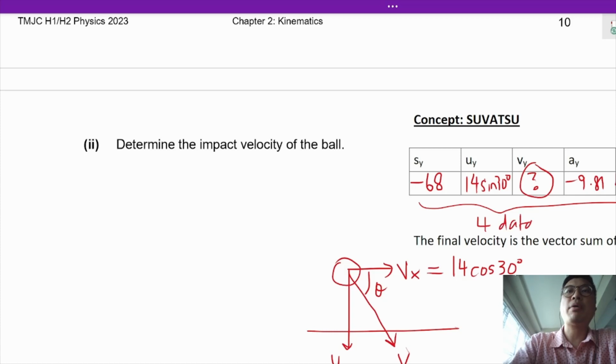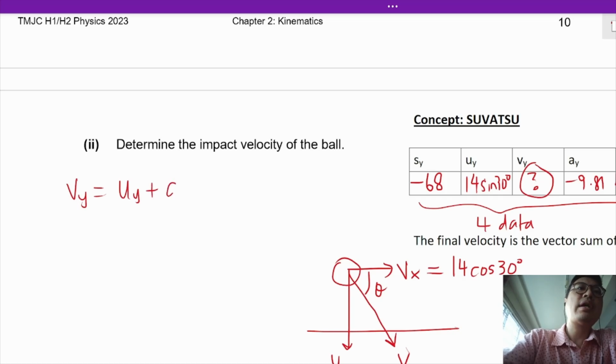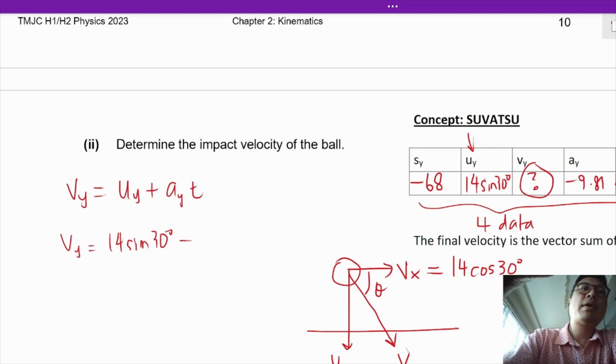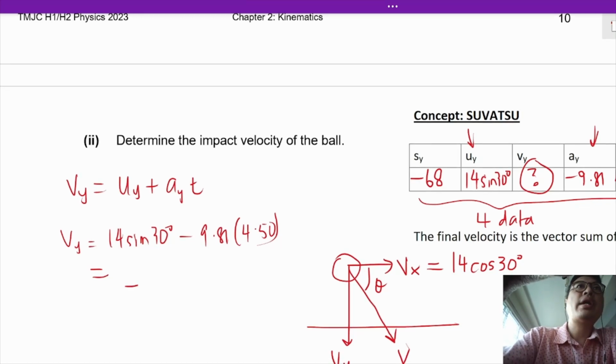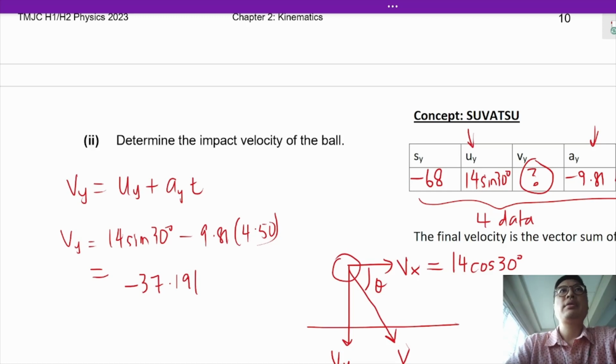In order to find Vy, we can use any equation over here. Since we have 4 data points, let's use Vy equals Uy plus Ayt. So we get Vy equals 14 sine 30, which is the value of Uy here, minus 9.81 multiplied by 4.5, which is the value of A and t over here. So Vy is equal to negative 37.191 meters per second.